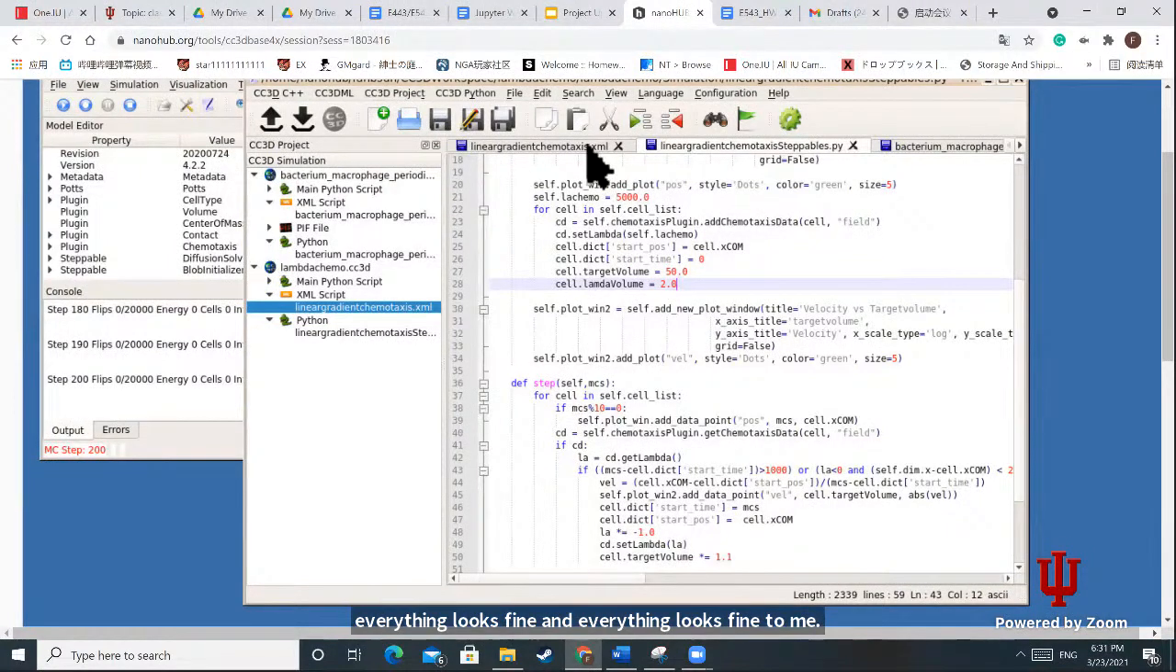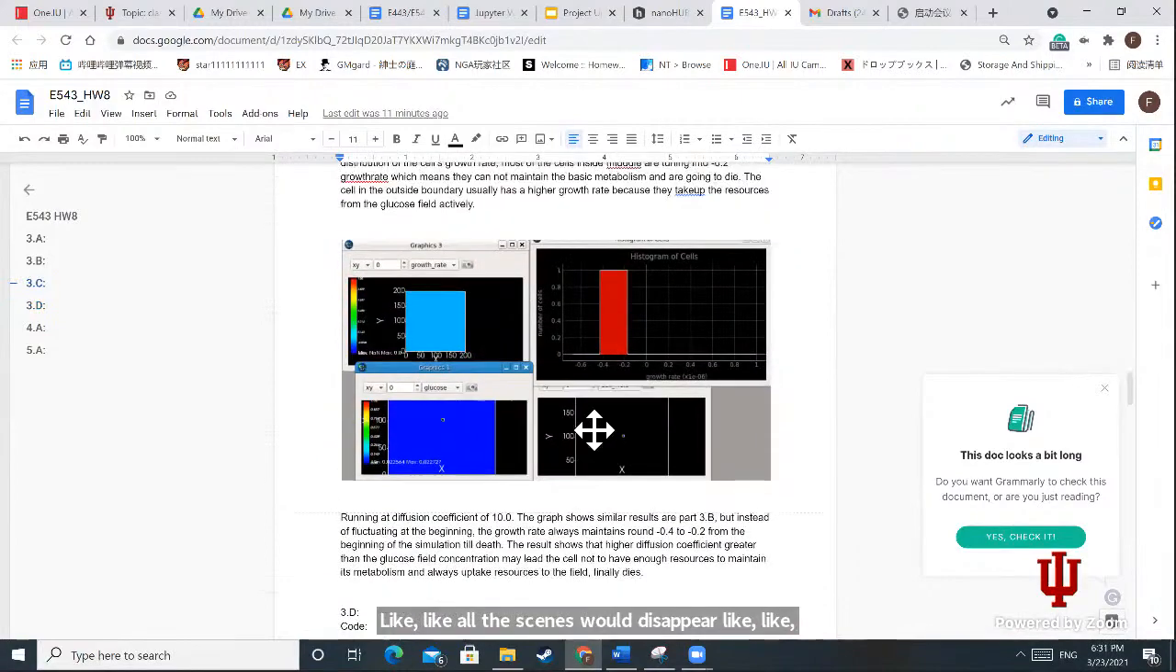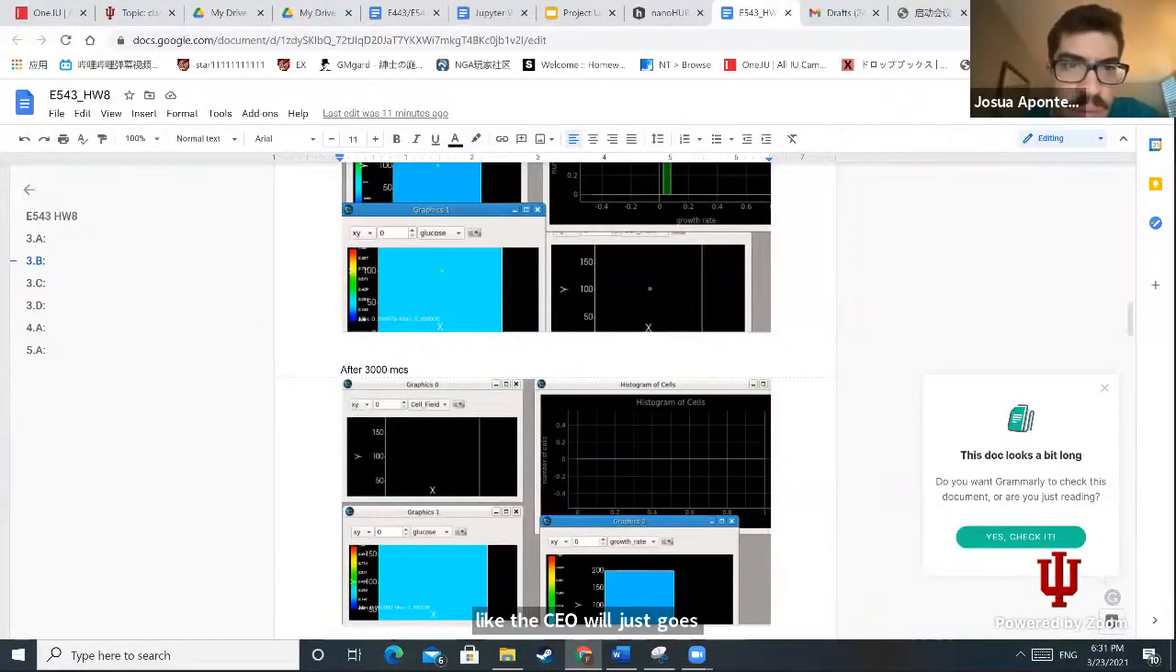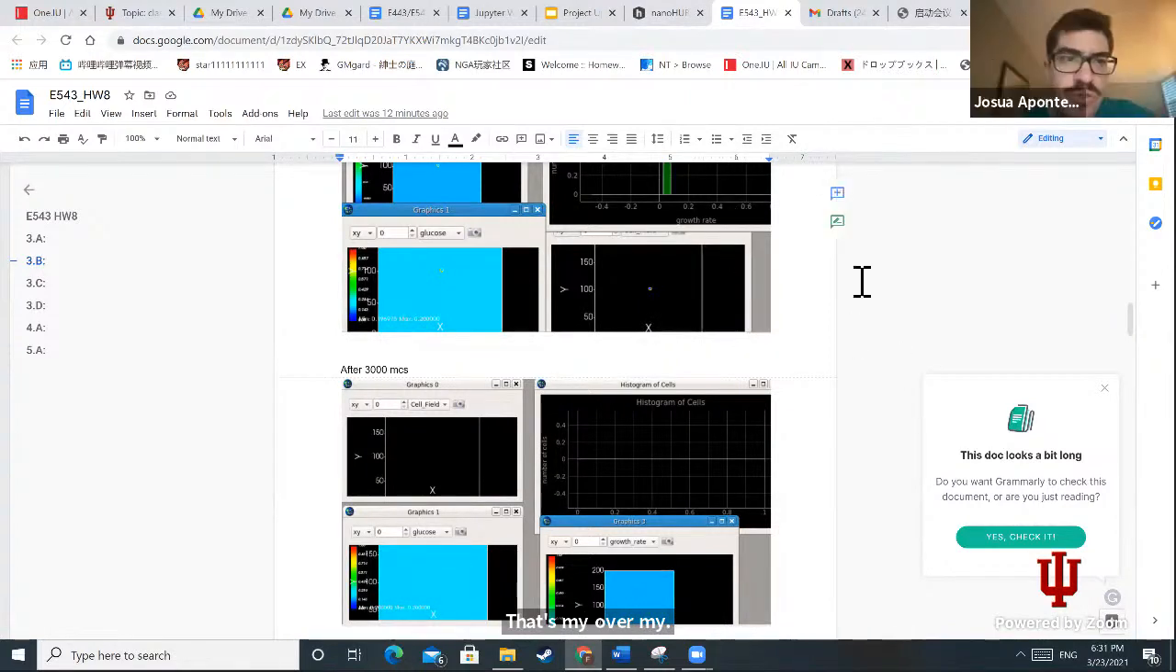Yeah, and I think I also have trouble with all the code you uploaded in the folder. In the homework assignment, question 3, all the things would disappear. The zero will just disappear when I run the code. I don't know why. I don't know if that's my CC3D problem, or if it's an older version. I'm not sure.